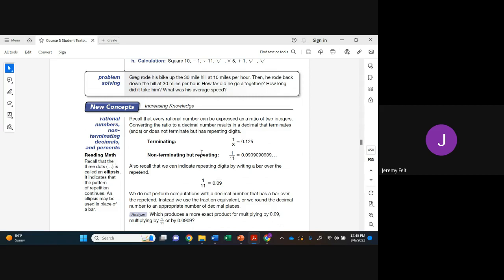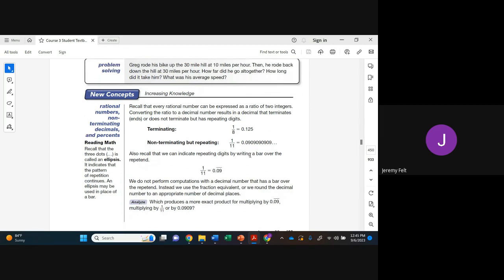So 1/8 becomes 0.125, 1/11 becomes 0.09090909, so it's repeating. So we put the bar over the 0 and the 9 because both of those values are repeating infinitely.